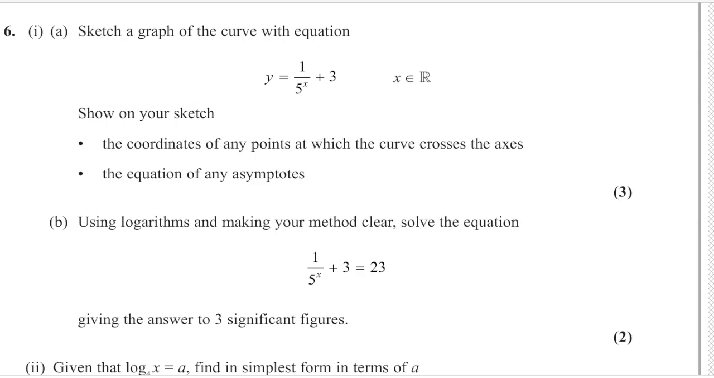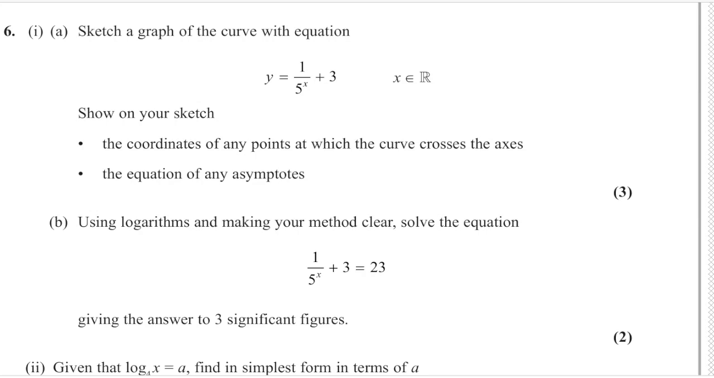Hello students, let us solve the sixth question. We are asked to sketch a graph of the curve with equation y equals (1/5)^x + 3, and on the graph we need to show the coordinates of any points where the curve crosses the axes, and the equation of any asymptote also.